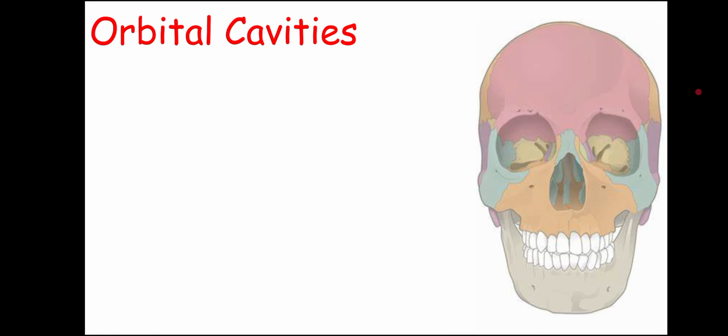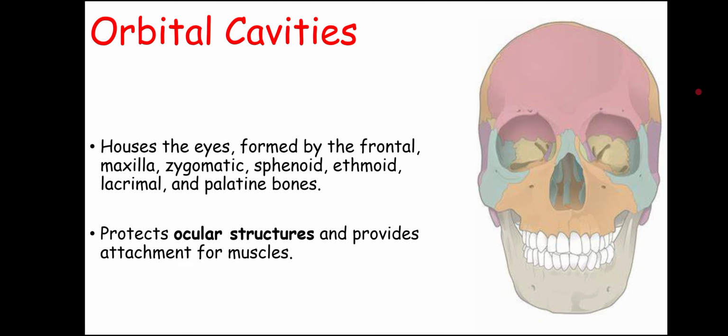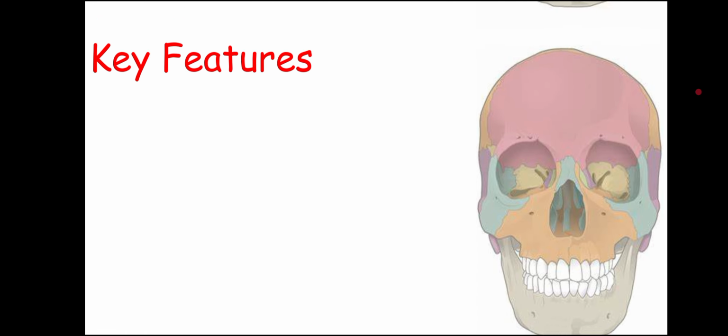The next structure we can see from the Norma frontalis is orbital cavities that houses the eye, and they are formed by frontal bone, maxillary bone, zygomatic bone, sphenoid bone, ethmoid bone, lacrimal bone, and palatine bone. They are basically seven bones that form the orbits or walls of the orbits. They protect the ocular structure and provide attachment for muscles.